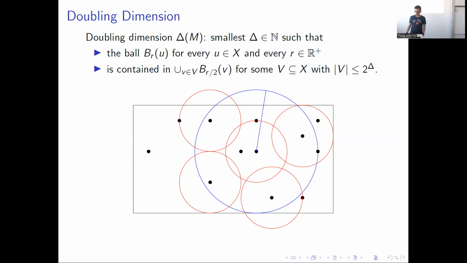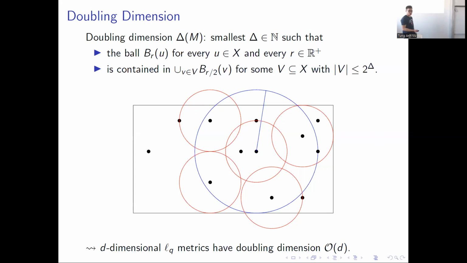All right, so why did I study doubling dimension? Because if you look at this picture, you can realize that d-dimensional L_q metrics have doubling dimension d. So this is not some absurd parameter, but it is well motivated and generalizes known stuff. So that's why this is worth studying.